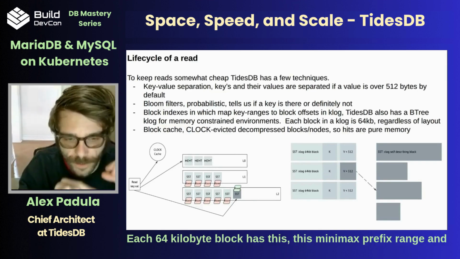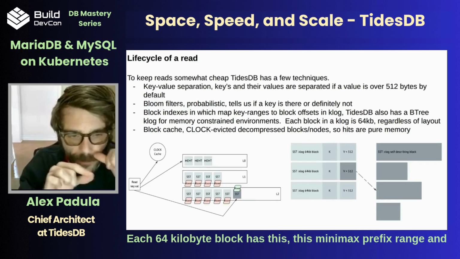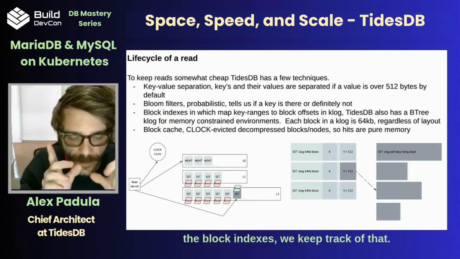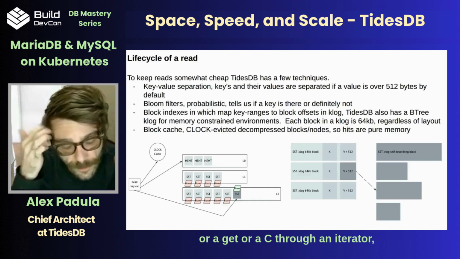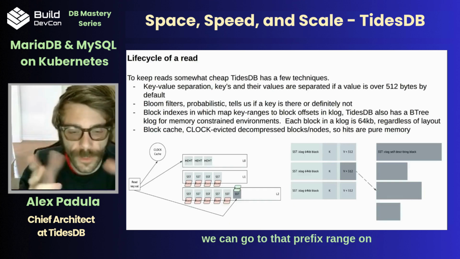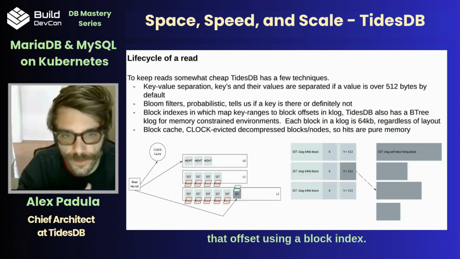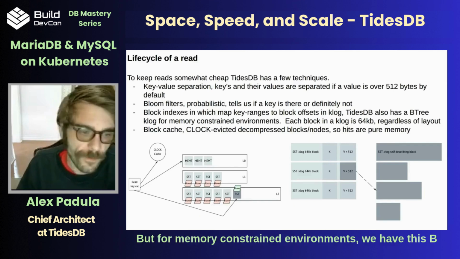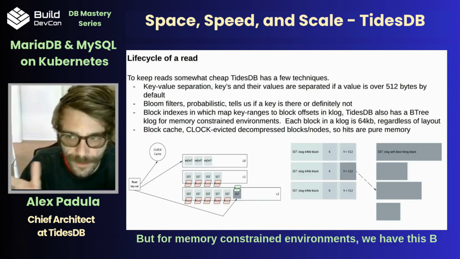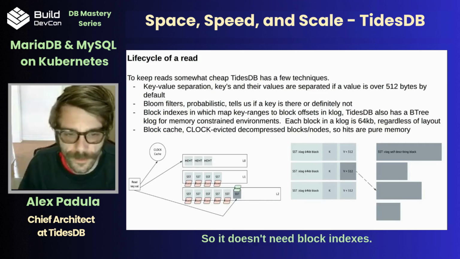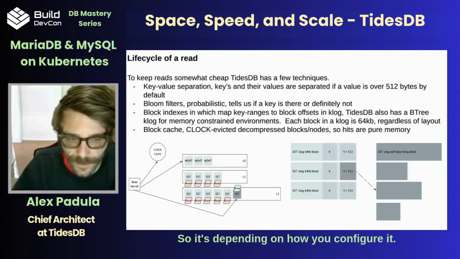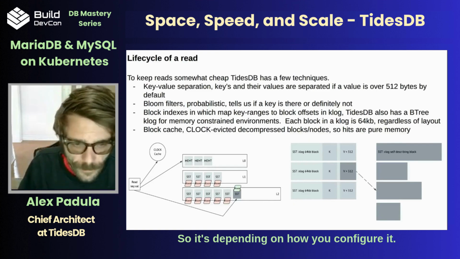So each 64 kilobyte block has this min and max prefix range, and the block indexes, we keep track of that. And then when we do a search, when we do a point lookup or a get or a seek through an iterator, we can go to that prefix range on that offset using a block index. But for memory constrained environments, we have this B tree layout as well for the klog. So it doesn't need block indexes. So it's depending on how you configure it.